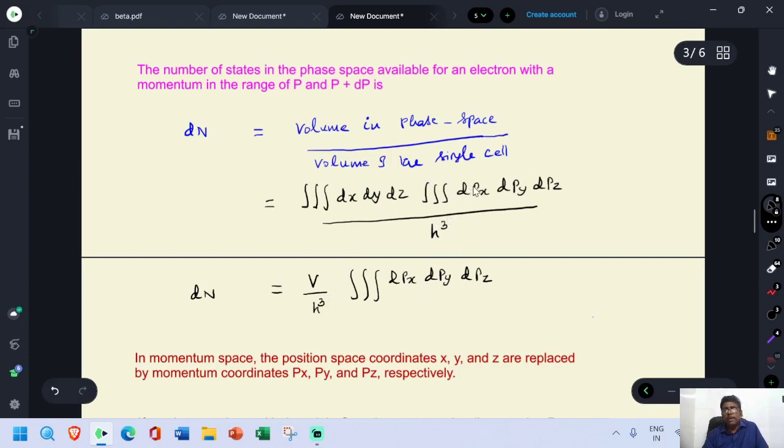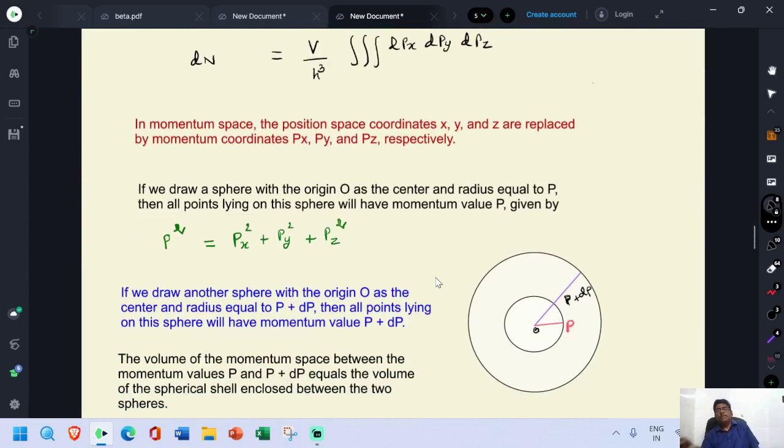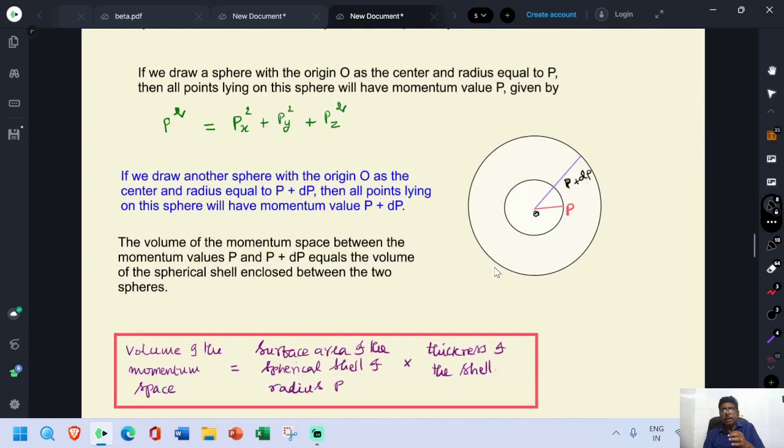So V by h cube into the integral dpx dpy dpz. We have to find out this value, the volume of the momentum space. In momentum space, the position coordinates x, y and z are replaced by the momentum coordinates px, py and pz respectively. If you draw a sphere with origin O as center and radius equal to p, then all the points on this sphere will have the same momentum p. Now construct another sphere with the radius p plus dp; the particles on its surface have the same momentum value p plus dp. Now the volume of the momentum space is nothing but the volume enclosed between these two spheres.